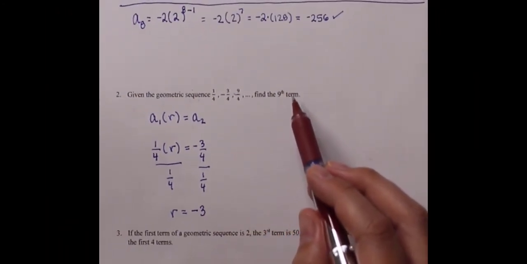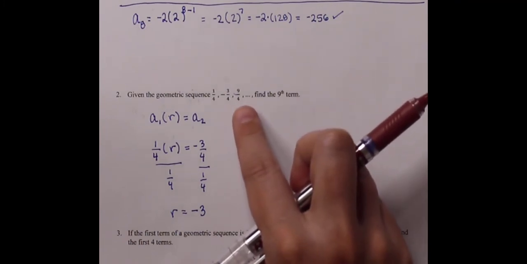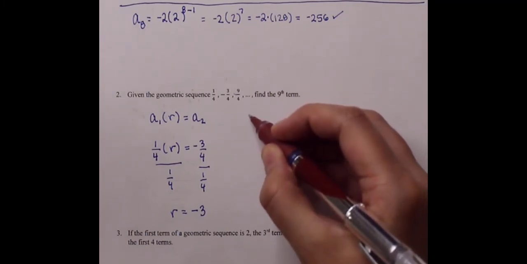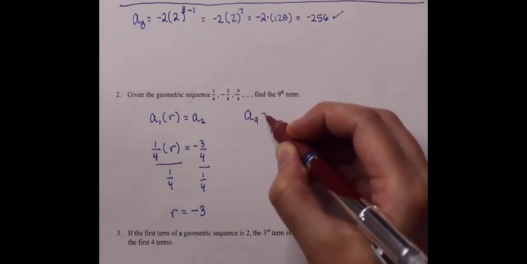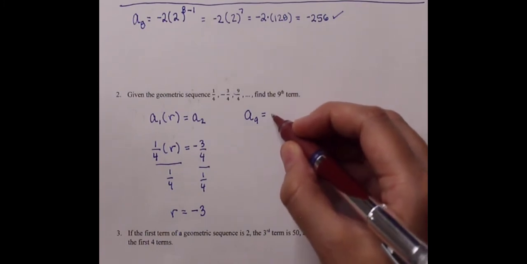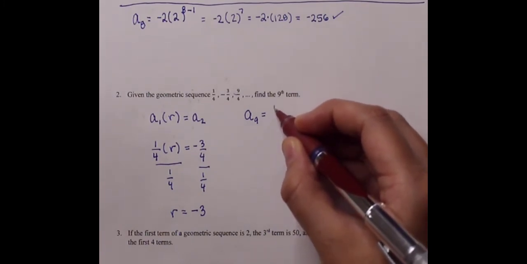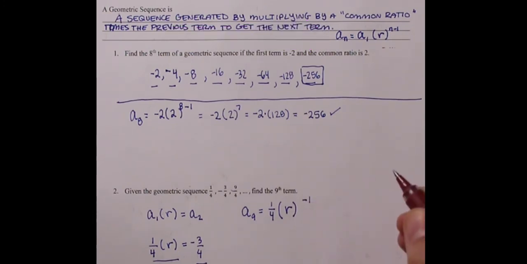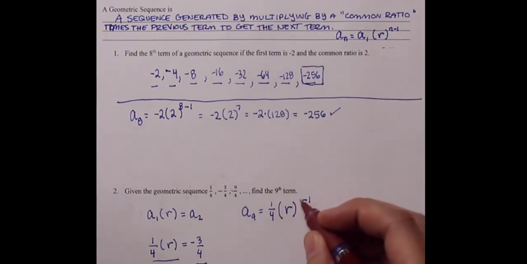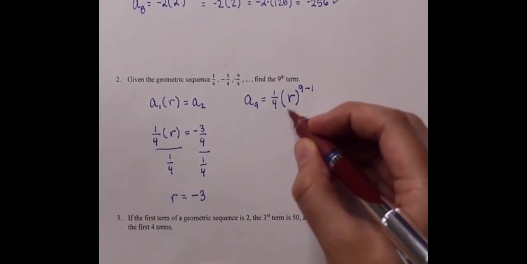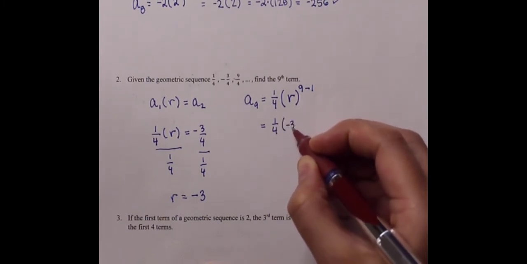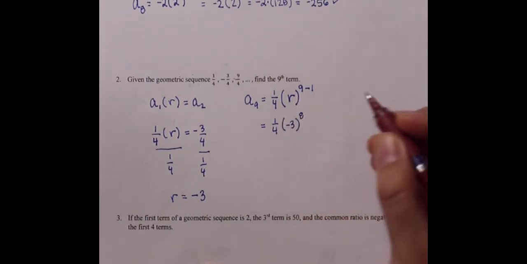So now find the 9th term. Instead of multiplying to get term 4 and 5 and 6 and so on, I'm just going to use the formula right away on this one. So we are looking for a sub 9, the 9th term. We know that the first term, a sub 1, was 1/4. So our formula says take a sub 1 times r to the n minus 1 power. And so n in this case is 9. Okay, so let me fill in what r was. For us, r was negative 3. So 1/4 times negative 3 to the 8th power.